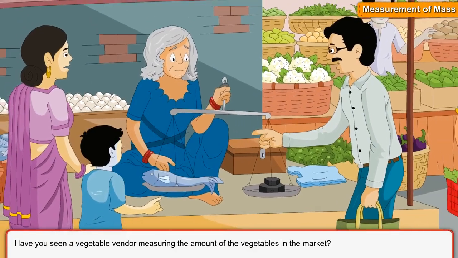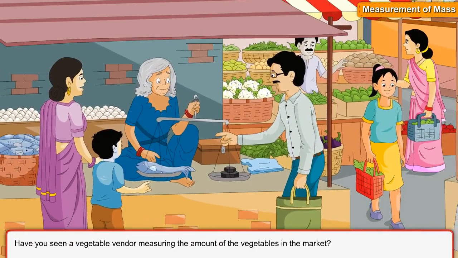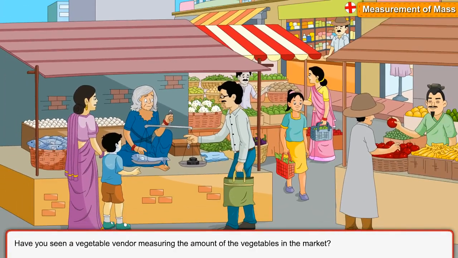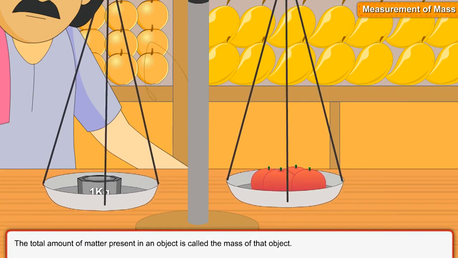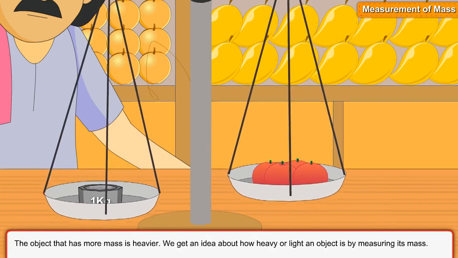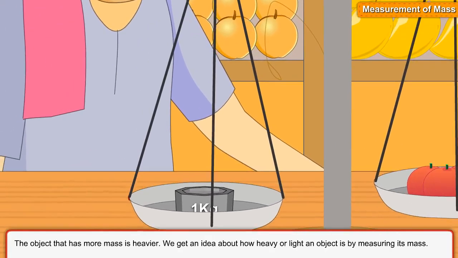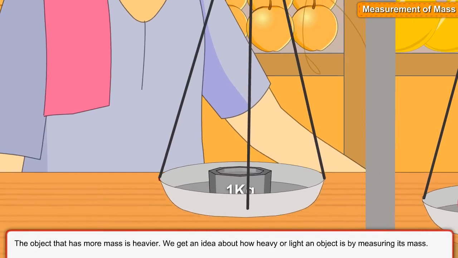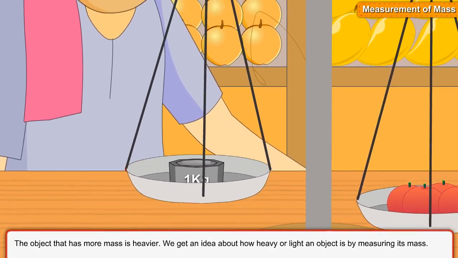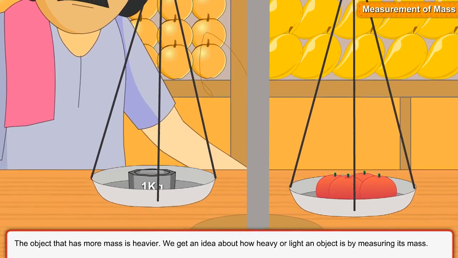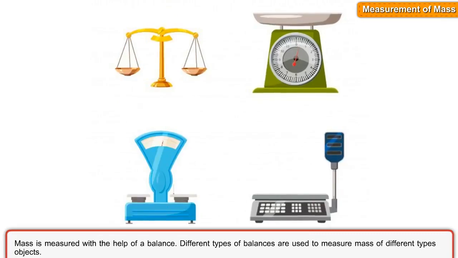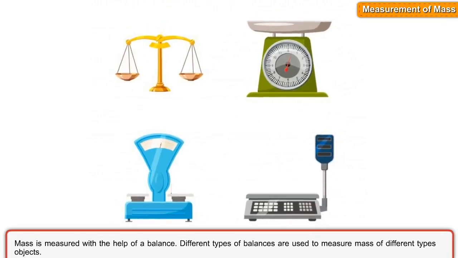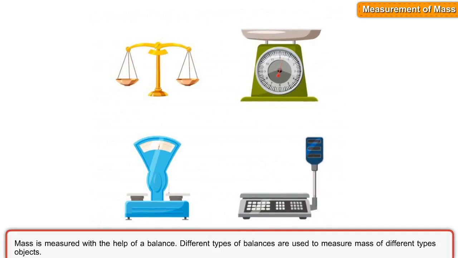Measurement of mass. Have you seen a vegetable vendor measuring the amount of the vegetables in the market? The total amount of matter present in an object is called the mass of that object. The object that has more mass is heavier. We get an idea about how heavy or light an object is by measuring its mass. Mass is measured with the help of a balance. Different types of balances are used to measure mass of different types of objects.